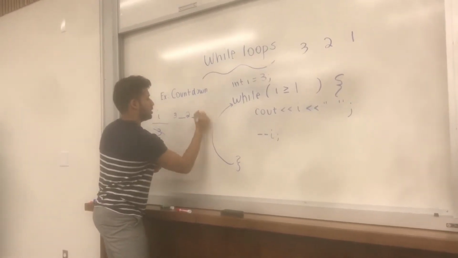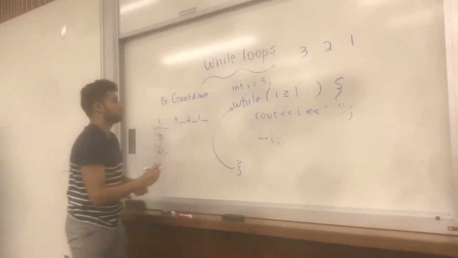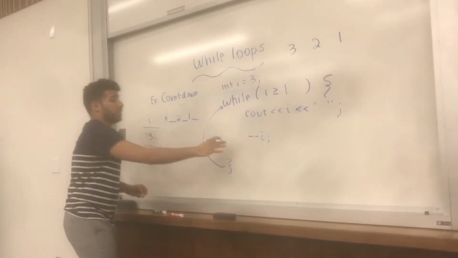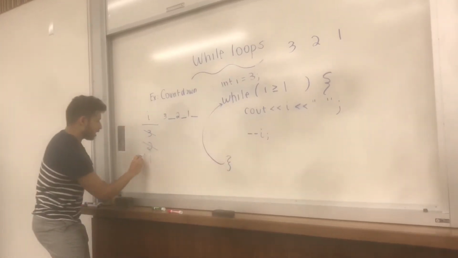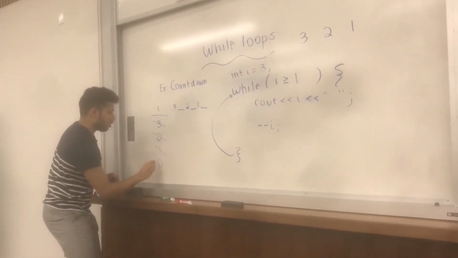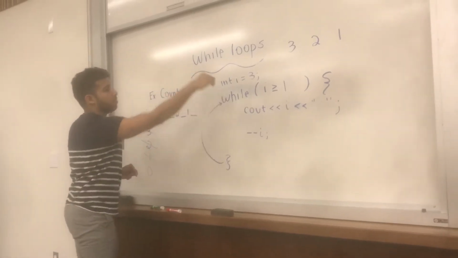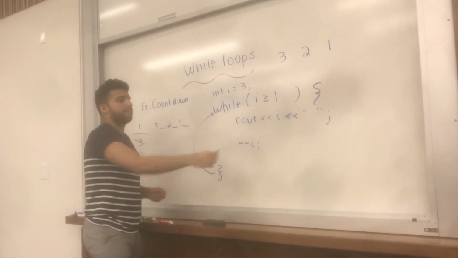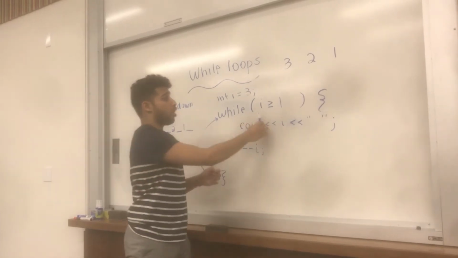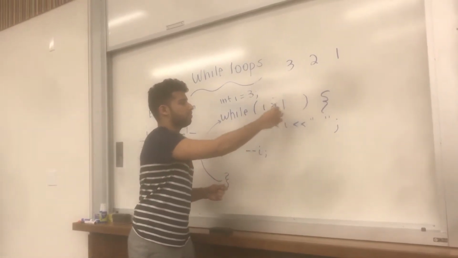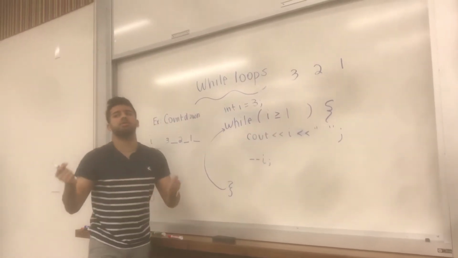I is 1, so we cout 1 and a space. Then we need to decrement I. I goes from 1 to 0. We go back up and we check, I is 0. Is 0 greater than or equal to 1? No, 0 is not greater than or equal to 1.